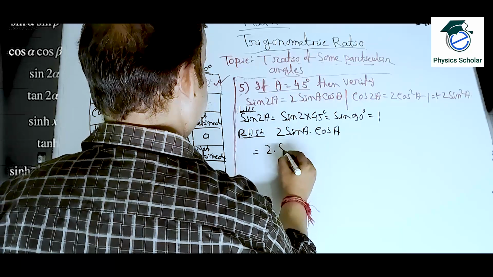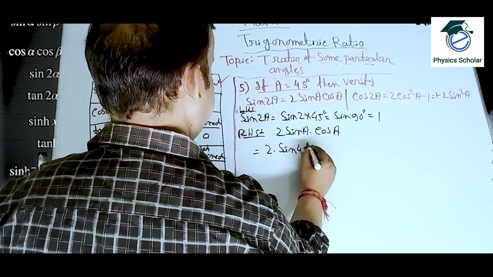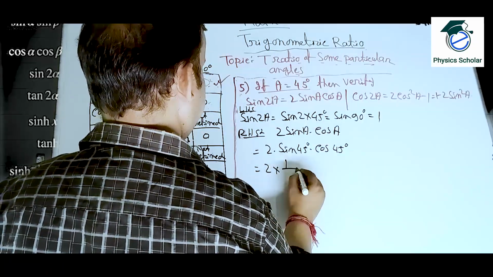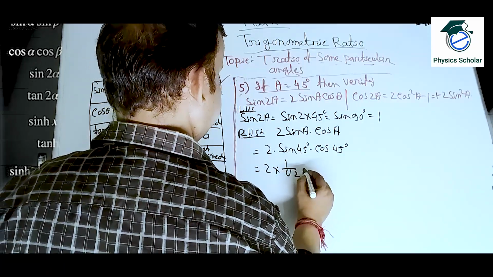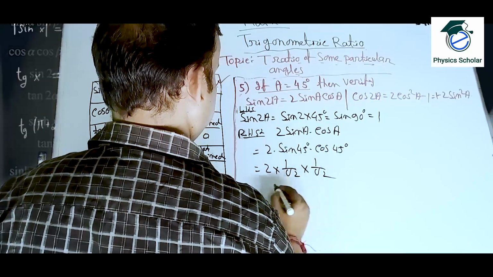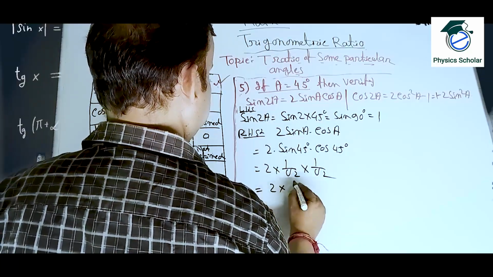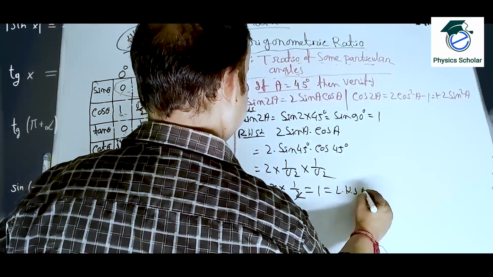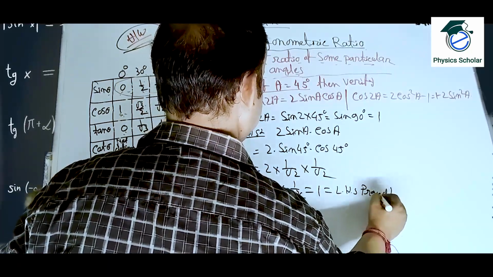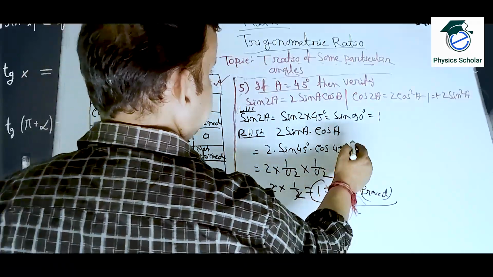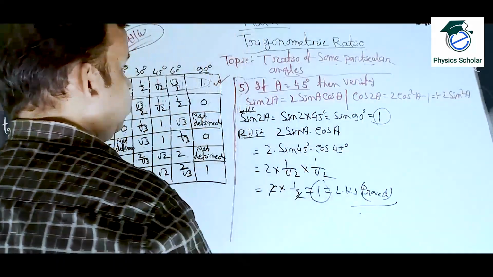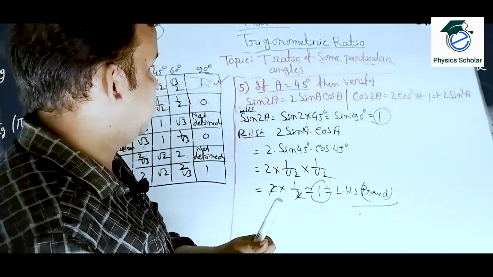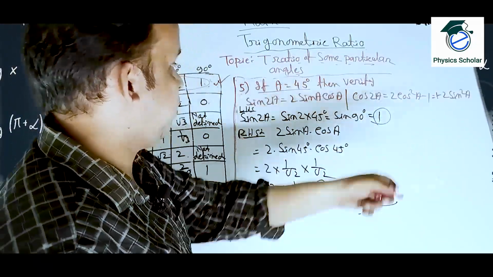So 2 into, put in the value of A, sin 45 degree into cos 45 degree. So 2 into 1 by root 2, into 1 by root 2. That means what? 2 into 1 by 2. That means 1 is equal to left hand side. Proved. Clear? So the right hand side is also 1, the left hand side is also 1. So we are verifying that sin 2A is equal to 2 sin A cos A. Clear? So now let us move to the second part of this.